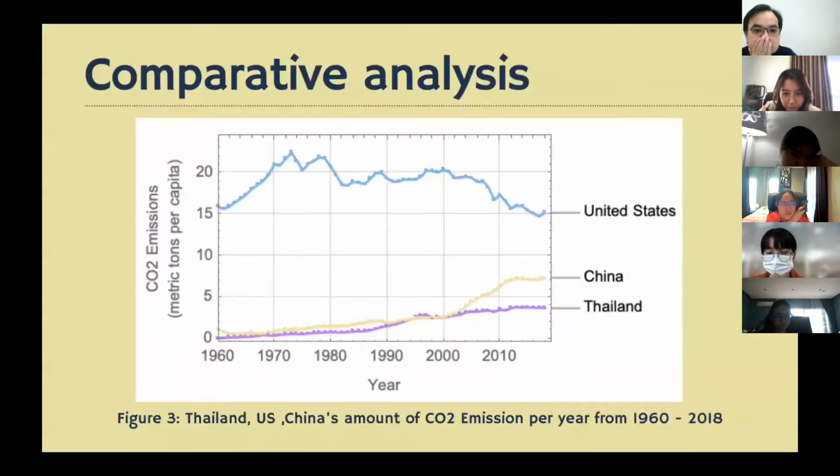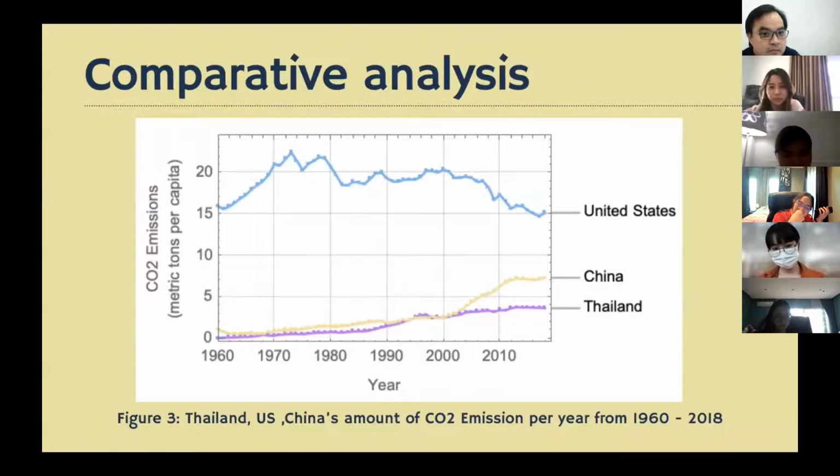Moving on to comparative analysis. Figure 3 displays a list plot. This shows the amount of carbon dioxide emissions being released each year in the United States, China, and Thailand. While the x-axis represents the consecutive years, the y-axis represents the amount of carbon dioxide emission in metric tons per capita. This plot is best used to represent the trend.